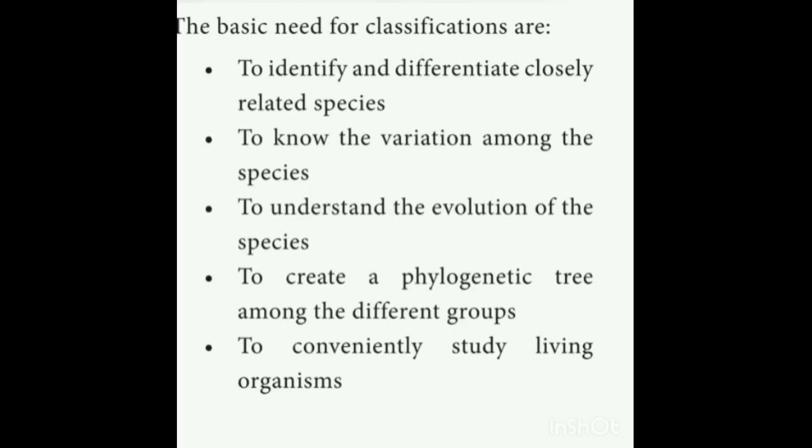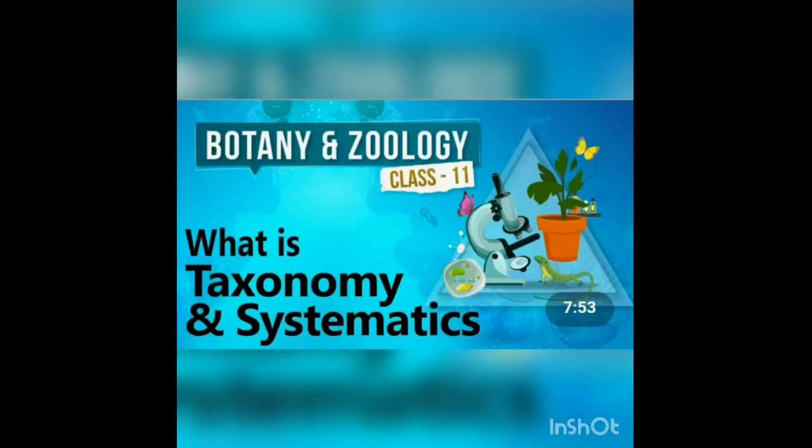Last one is to conveniently study the living organisms. So we are able to study living organisms in a convenient manner. So these are the basic needs for classification. Next, we move on to taxonomy and systematics.